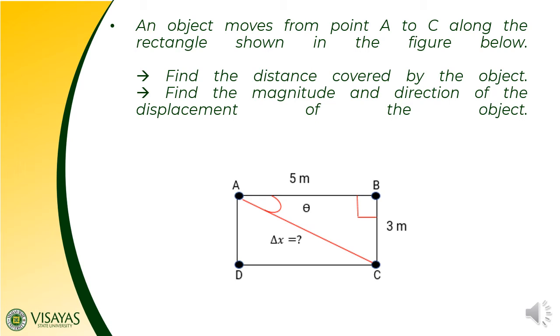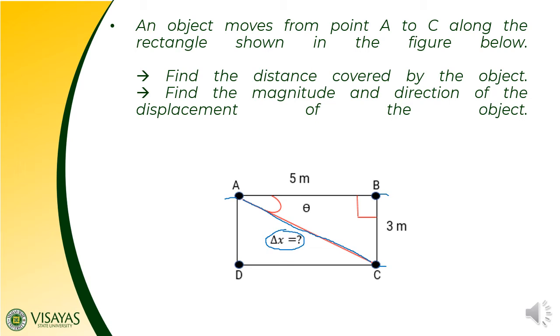It was stated in the problem that the object moves from point A, this point here, to point C. So point A to point B and point B to point C until the object reaches point C. So this red line here will be our displacement. This will be change in x. So we'll be solving this one because it seems like a shortcut. So this is what we will solve, from point A to point C.